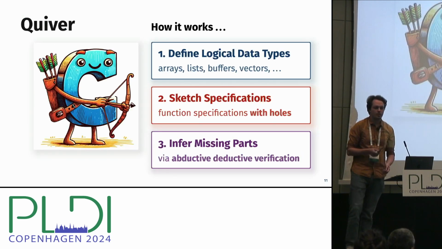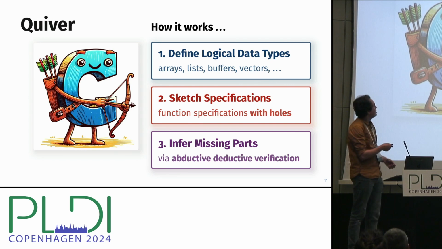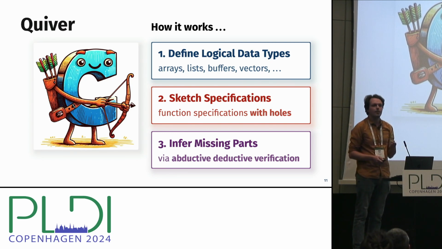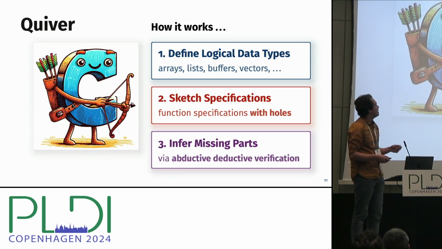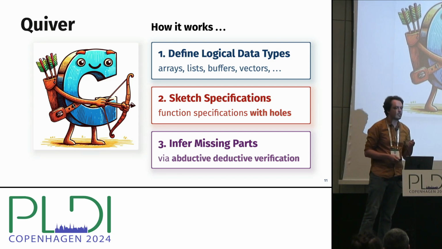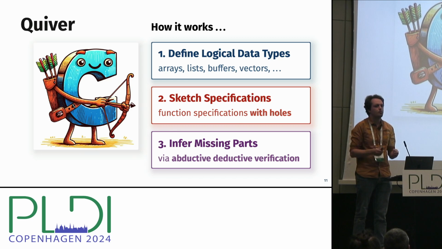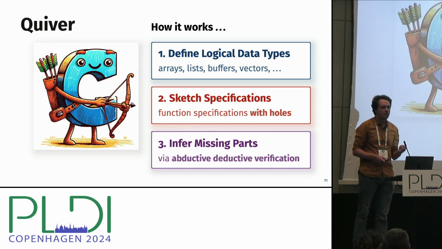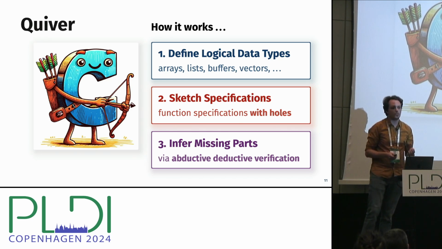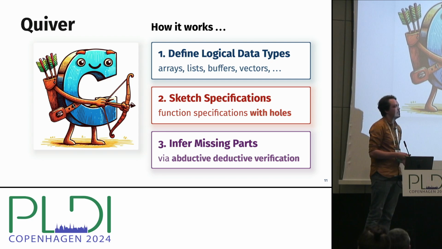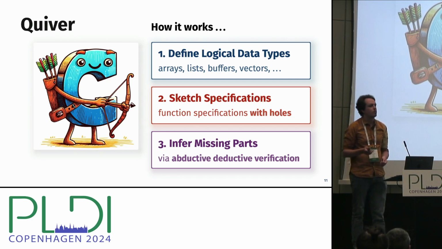So here's how it works. In the first step, you define your logical data types. This includes arrays, lists, buffers, vectors, and so on, whatever you want to work with in your program. Then in the second step, you sketch the specifications. You basically provide specifications, but you can leave holes inside them to be completed. And then in the third step, you run the inference to infer the missing parts. And we do that with a new technique that we call abductive deductive verification that I'll get into later in the talk.